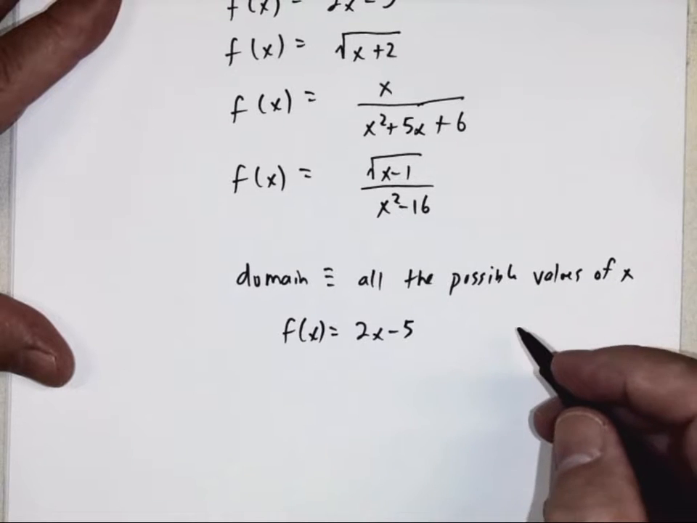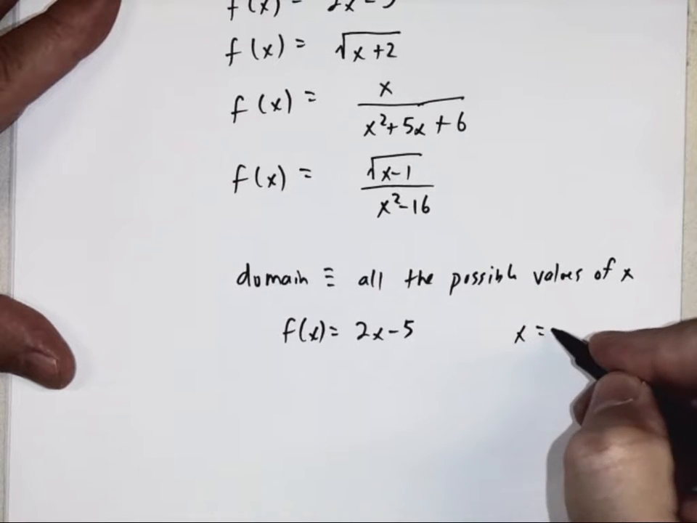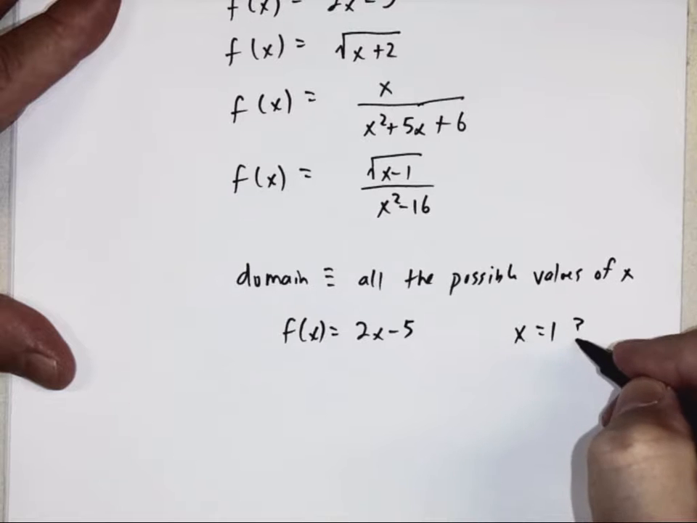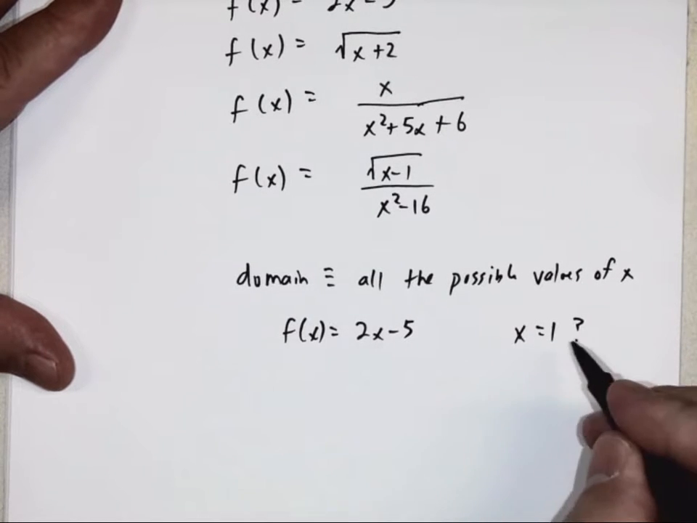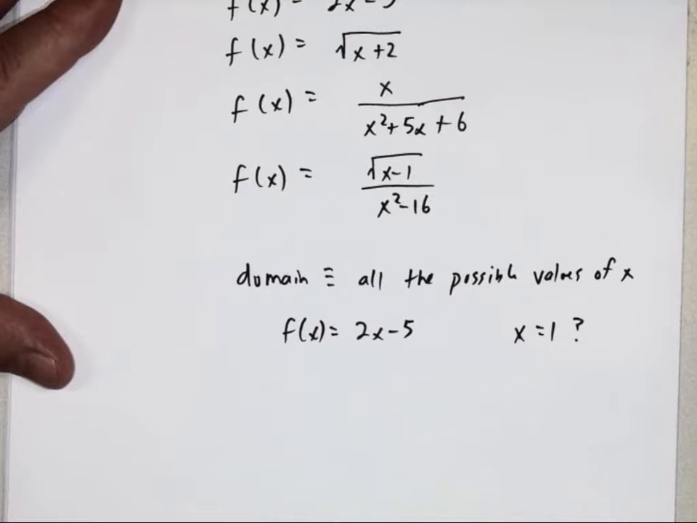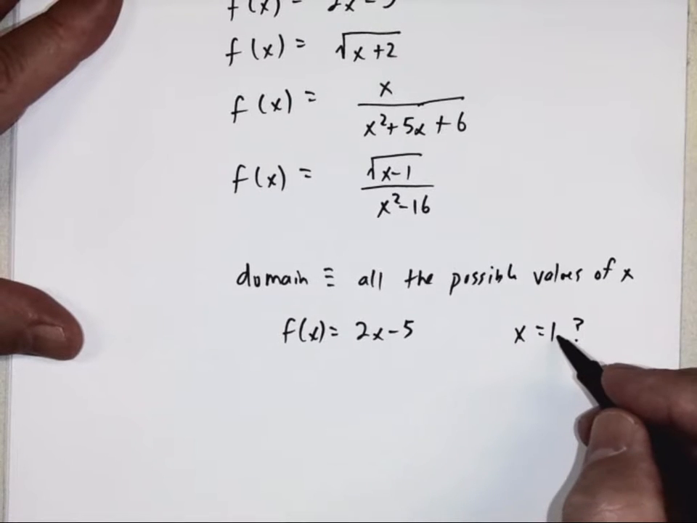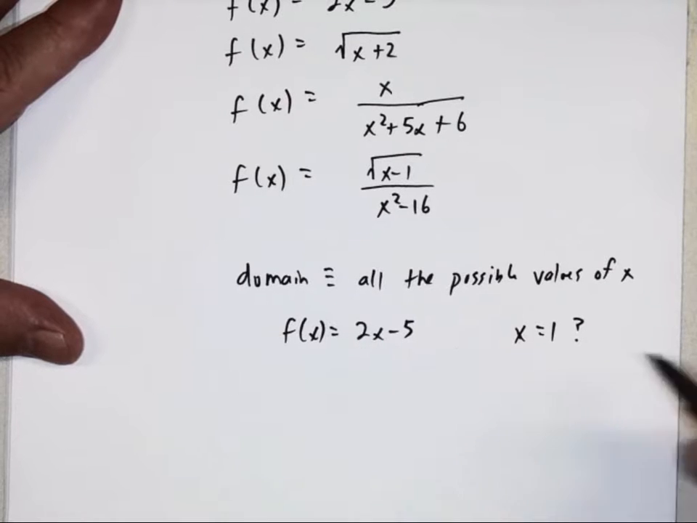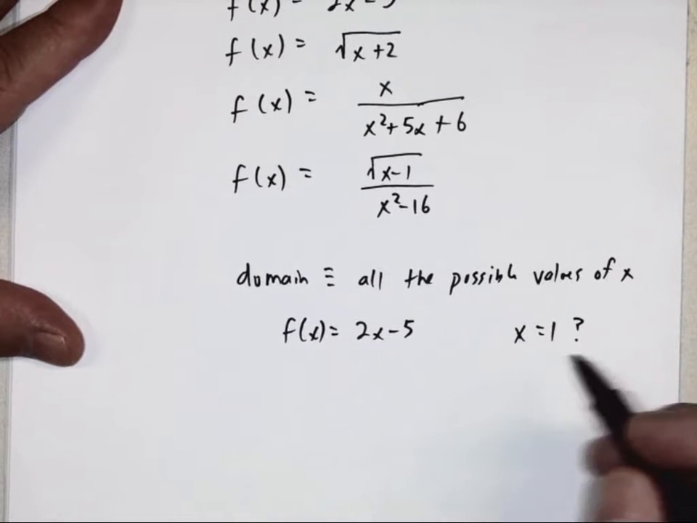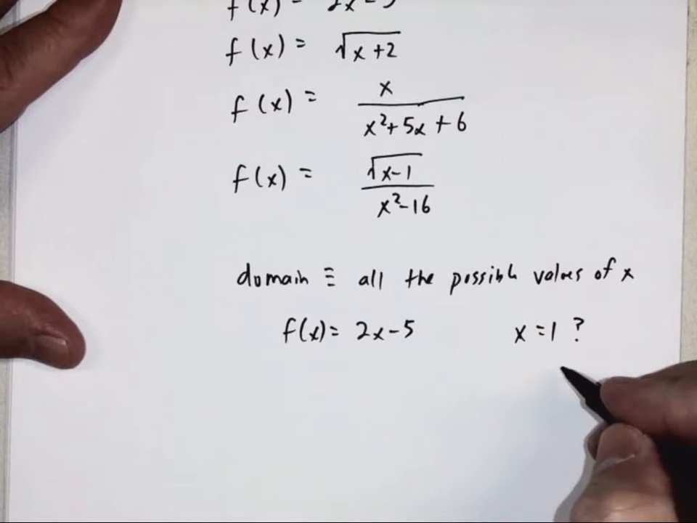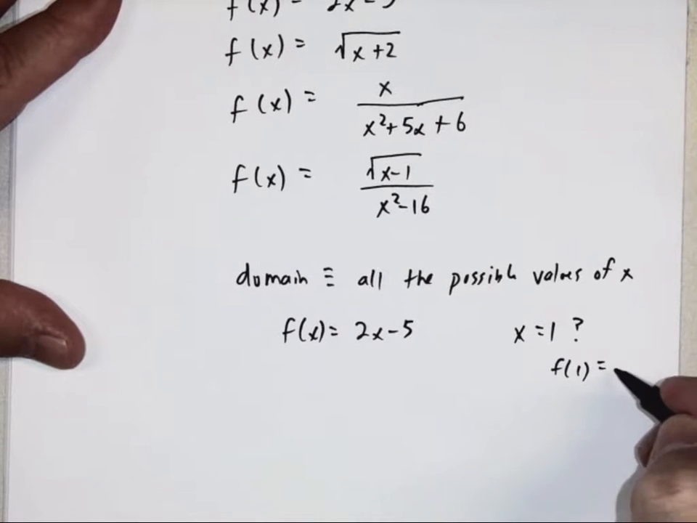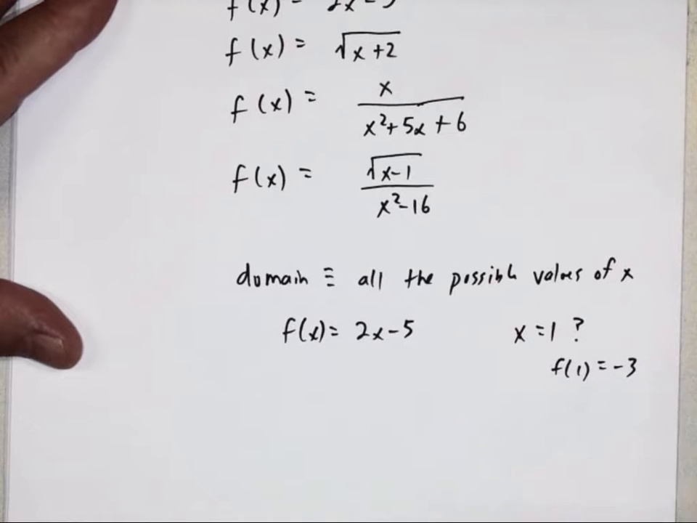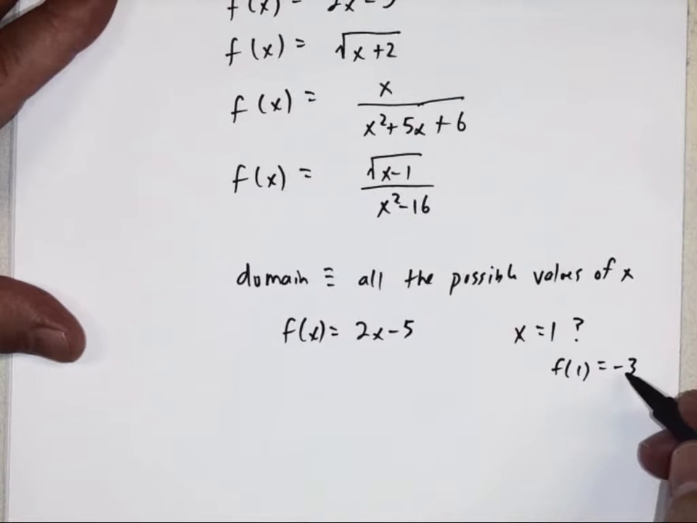In other words, is it okay for me to plug in x equals 1 into this equation? I mean, it seems like sort of a strange question, because obviously if I said x equal to 1, I would have 2 minus 5, the function would equal minus 3, right? So it's almost like, is it okay to have a function equal to minus 3? It's okay.